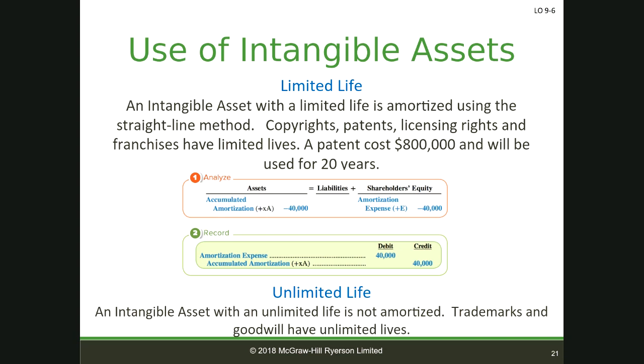Just above that in the PowerPoint, it talks about limited life intangibles. So these are things like copyrights, patents, licensing rights, and franchises. They do have a limited life, so as a result, those types of assets are amortized. With respect to depreciation of tangible assets, we use the words depreciation expense and accumulated depreciation. For intangibles, we use the word amortization. Amortization is just another word for depreciation in the English language.